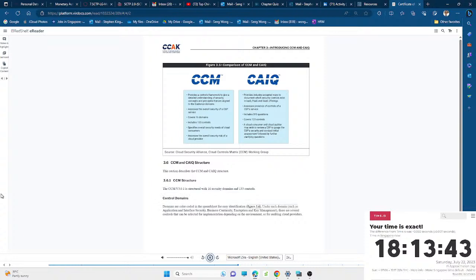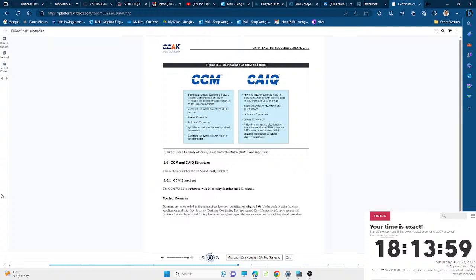Figure 3.6. Under each domain, such as application and interface security, business continuity, encryption, and key management, there are several controls that can be selected for implementation depending on the environment, or for auditing cloud providers. Figure 3.5 Comparison of CCM and CAIQ. CCM provides a controls framework to give a detailed understanding of security concepts and principles that are aligned to the guidance domains.